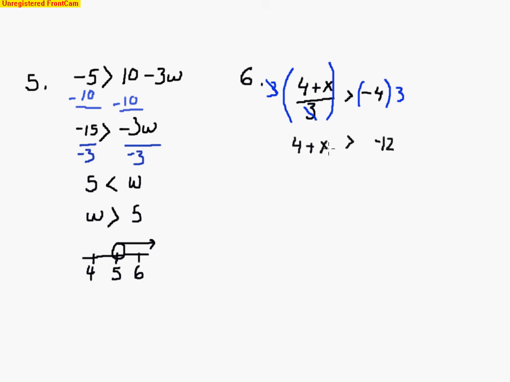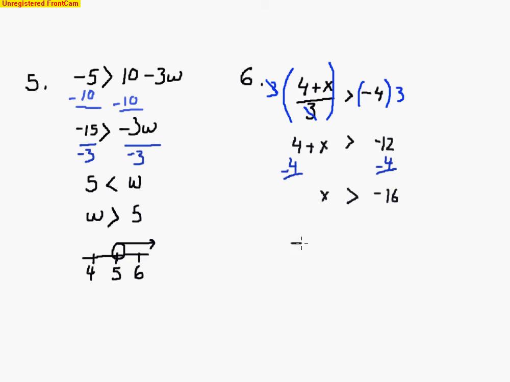Well, from this point, we've almost got x by itself. We just have one more step. And what we're going to do is remove this 4 by subtracting it from both sides. Now we're still left with the x on the left-hand side, so we'll write that down. And x is greater than negative 16. And so this says that all the values of x are bigger than negative 16.